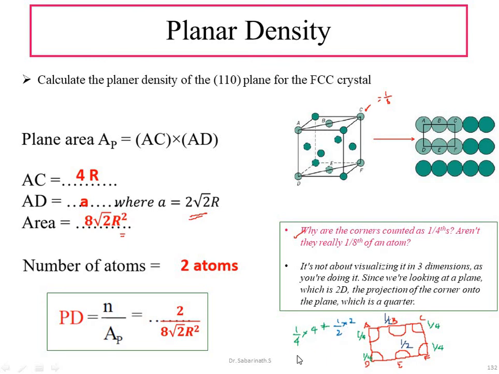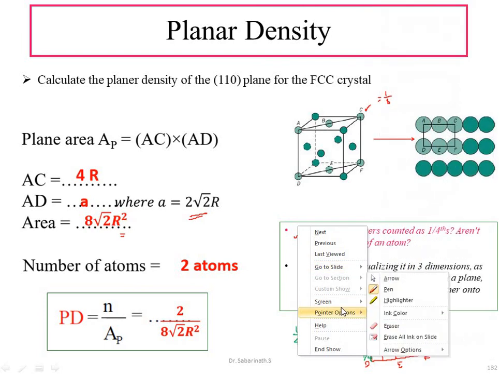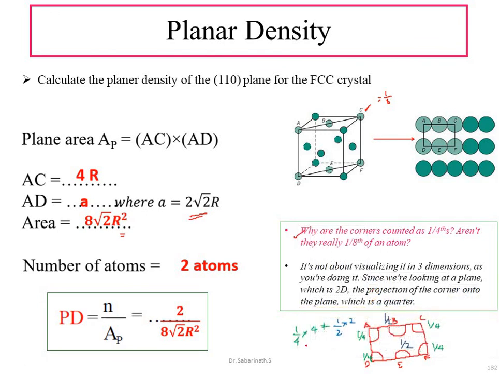So altogether, the total number of atoms present for the density calculation will be 1 plus 1, which is equal to 2. We have taken it as 2 here and divided by the area which we have calculated. Sometimes in university questions the radius will be given and you will be asked to find the planar density at a particular plane. So you can proceed in this way.